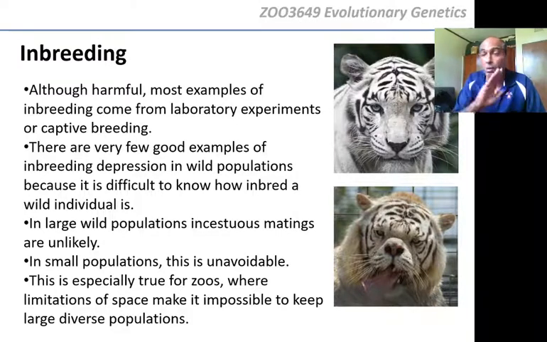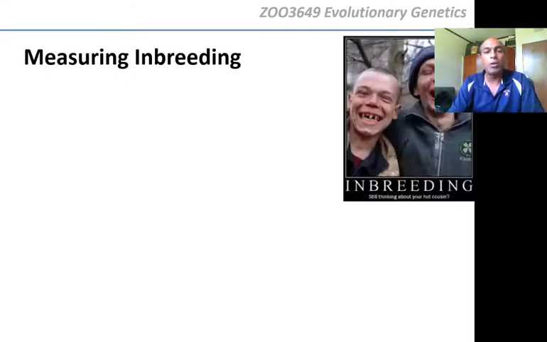The genetics has to be done on all the tigers. Figure out who's inbred, and then try to not breed them with each other. Breed them with outside animals. Breed them with unrelated tigers, not from the same zoo, not from a zoo that gave you the last consignment of tigers. Okay, how do we measure inbreeding?